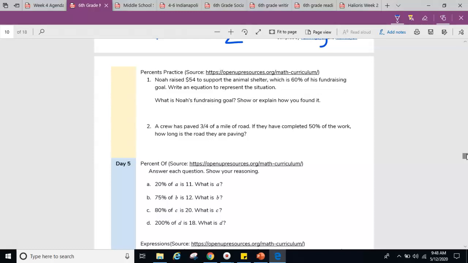Person's practice. Noah raised $54 to support the animal shelter, which is 60% of his fundraising goal. Write an equation to represent the situation. I will tell you to go back and look at the percent problem we've already done with the gallons and see how we wrote those problems out. Same thing with the next one. A crew has paved 3/4 of a mile of road. If they have completed 50% of the work, how long is the road they are paving?